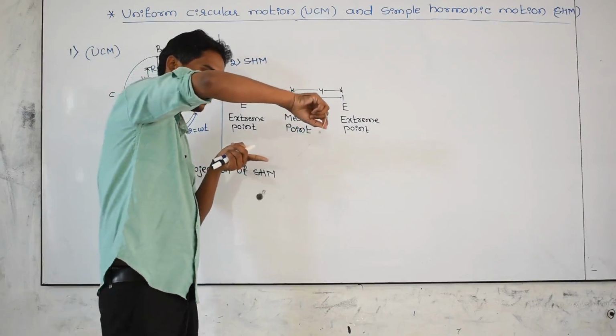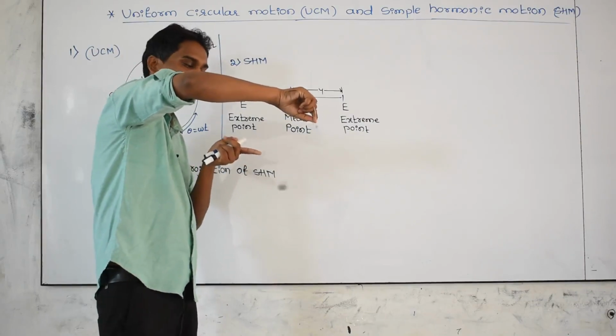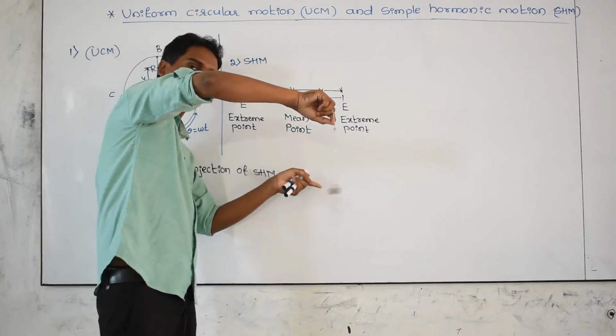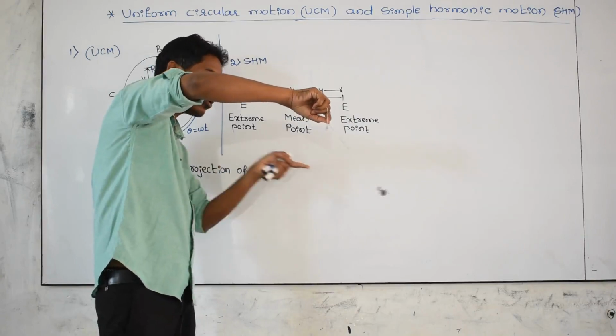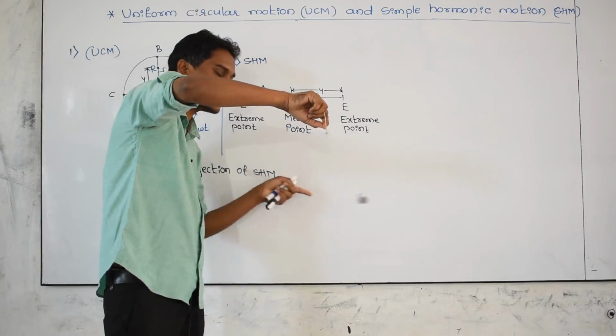But here the body is moving in a circular motion. If you see its shadow on the wall, this object's shadow looks like a straight path on the board.